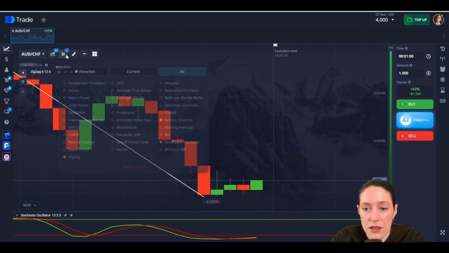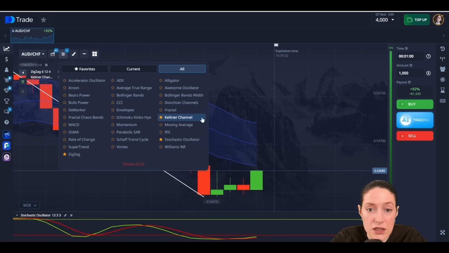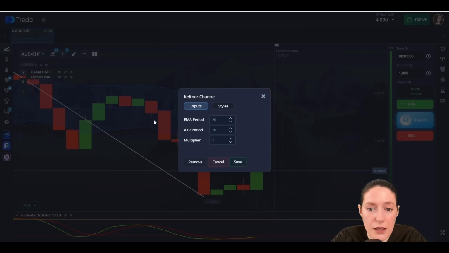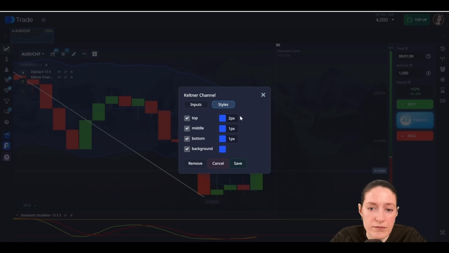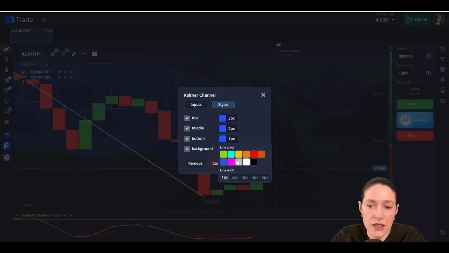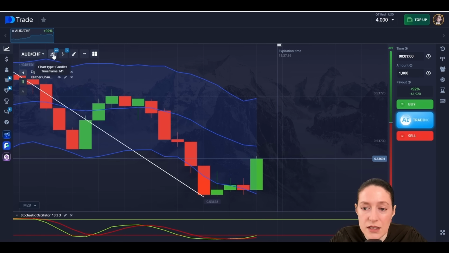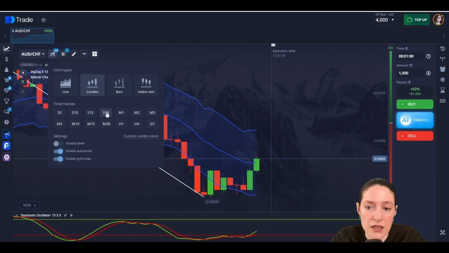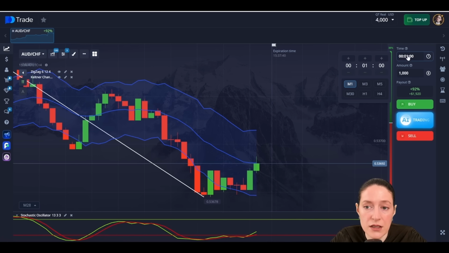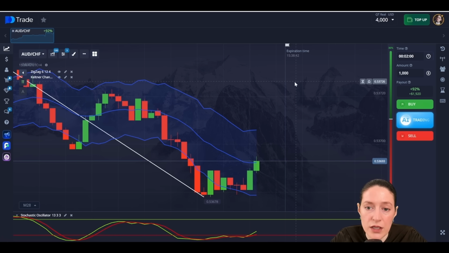And that's done. The last indicator in this method is the Keltner channel. Let's set the periods to 18, 11 and 2. Just don't change the colors, thicken the lines and save. Then I set up 13 seconds Japanese candles and a 2-minute trading time.